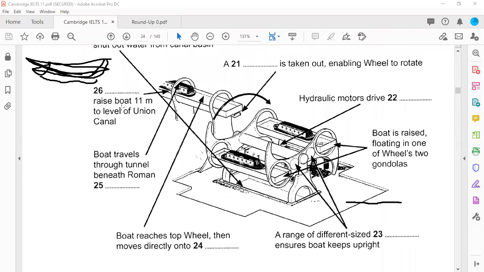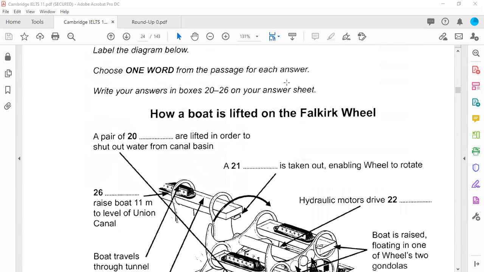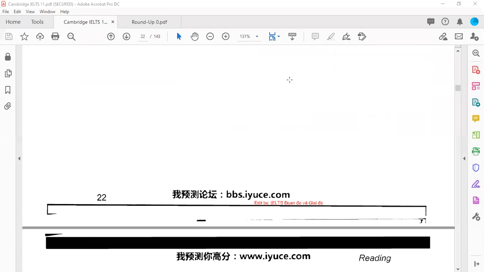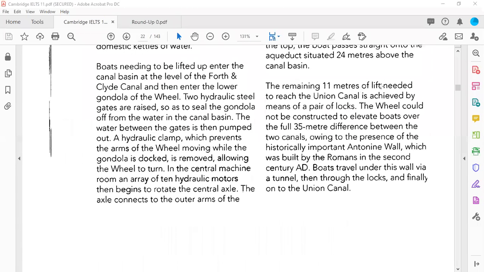And in 26, something raised the boat 11 meters to the level of Union Canal. Something raises the boat. A pair of locks. We can't say a pair, so we will just say locks.